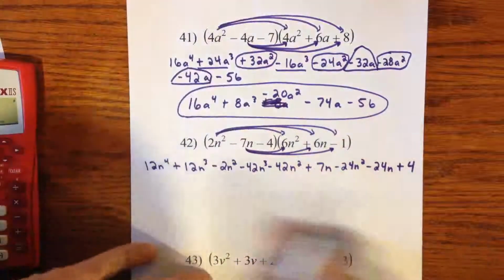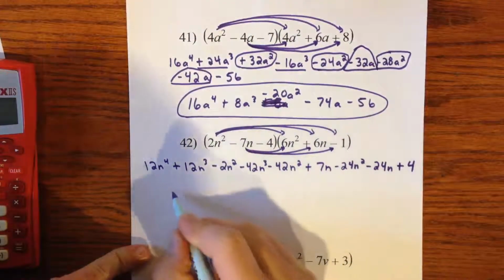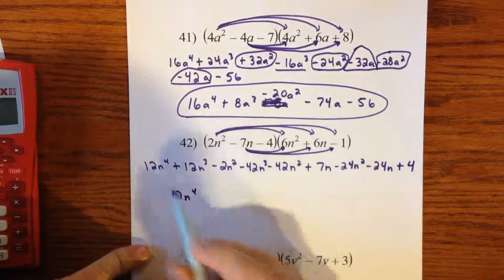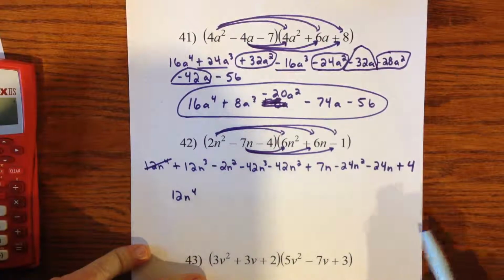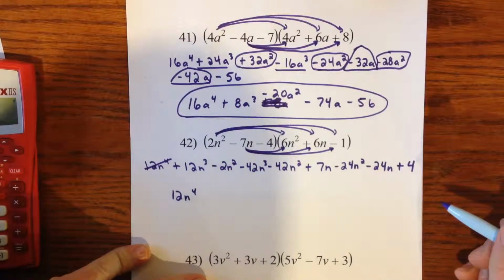So look at that. So 9 terms. So it looks like I have 12n to the fourth. Sometimes it's nice to cross them out when you have something really long like this. You can cross them out.